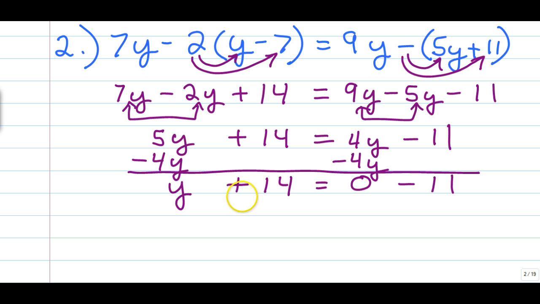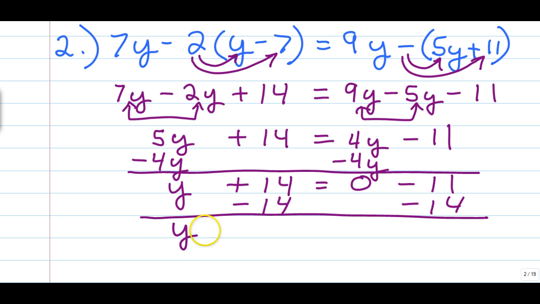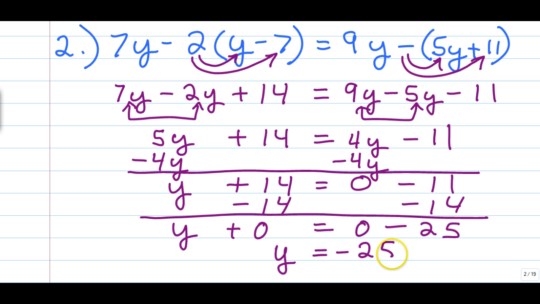Next, let's move the positive 14 out and to the other side. We'll take its additive inverse, a negative 14, and add it to both sides. This leaves us with y plus 0 equals 0 minus 25. In this case, our y is equal to negative 25.